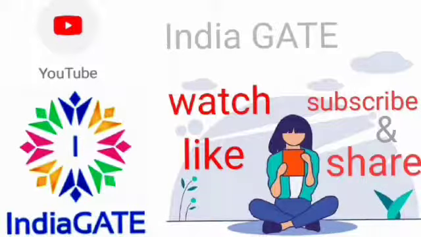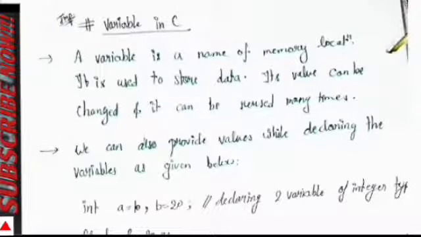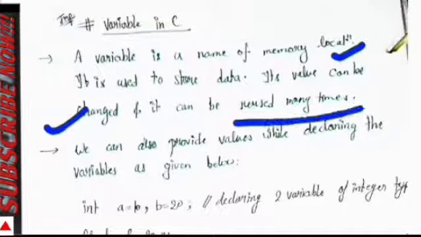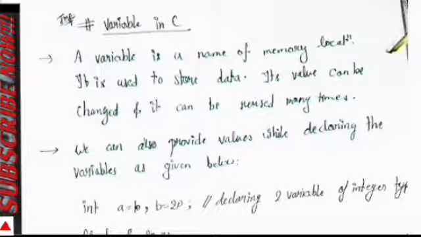So let's start. What is a variable? A variable is the name of a memory location. It is used to store data. Its value can be changed and it can be reused many times. We can also provide values while declaring the variable as given below.